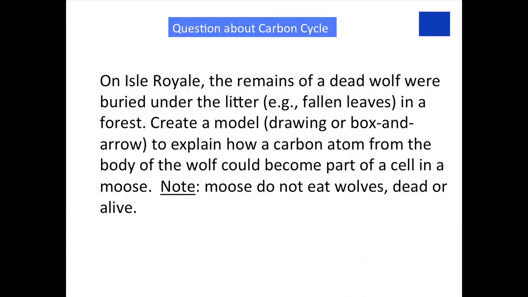Okay, another question: carbon cycle. Who thinks that's unimportant in your life? Anybody? On Isle Royale, the remains of a dead wolf. So we're still in the same test. Create a model. So a drawing, in this case, I've said you can make a drawing if you'd like, or a box and arrow, that explains how carbon from the body of a wolf can become part of a cell in a moose. Lots of biology in there. Note, moose do not eat wolves.